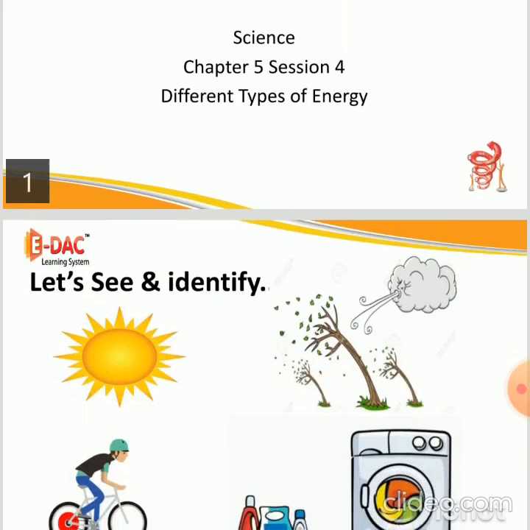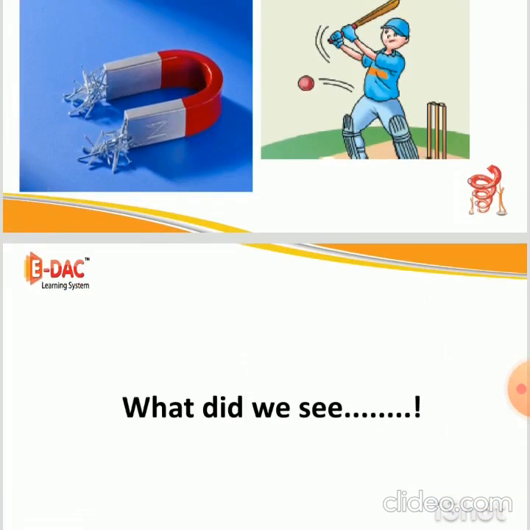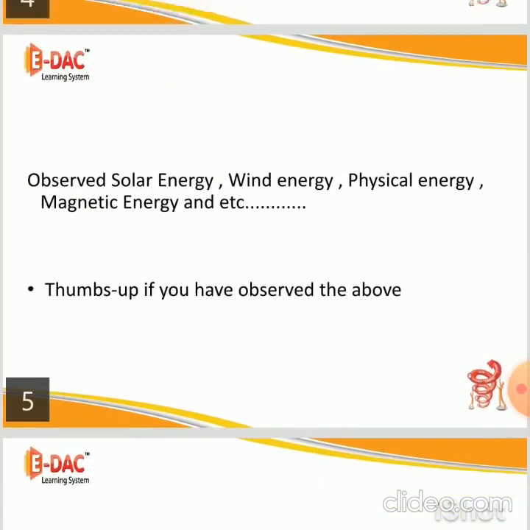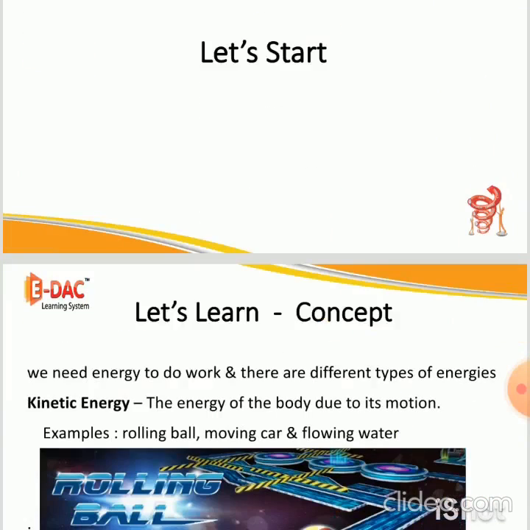So let's start with some pictures. Let's see and identify the process that is happening in those pictures, right? Now, what did we see? We have seen something. So I would request you to relate these pictures with the different types of energy like solar energy, wind energy, physical energy, magnetic energy, and etc. And if you are able to relate the energy with different pictures related to it, give yourselves a thumbs up, right? So now let's start with the concept.